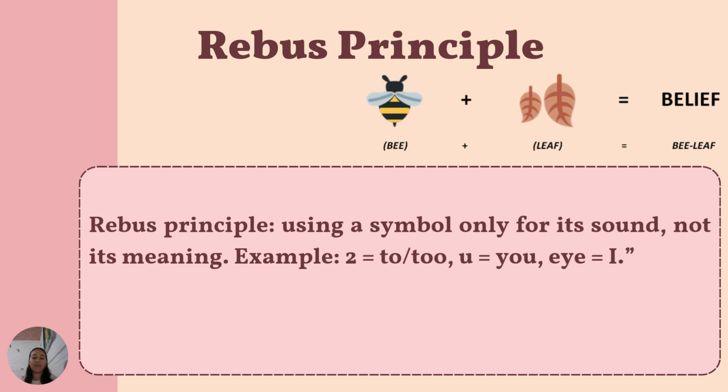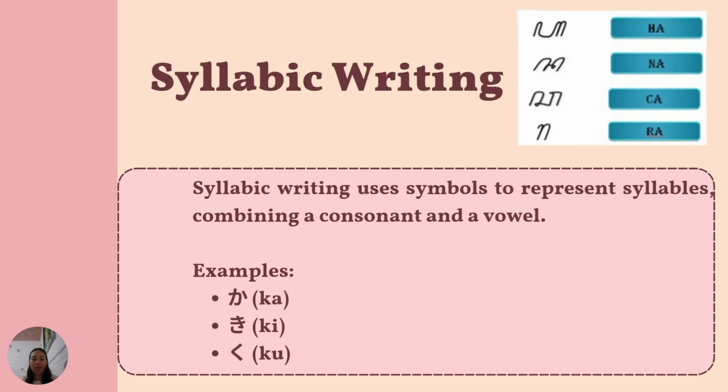The next is Slavic writing. So, what is Slavic writing? Slavic writing is when each symbol stands for a whole syllable, usually a combination of a consonant and a vowel. For example, in Japanese, the first sign means ka, the next is ki, and the last is ku. So instead of writing each sound separately, one symbol can represent a full syllable.